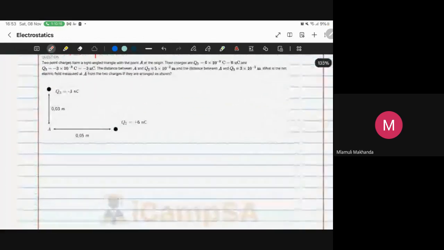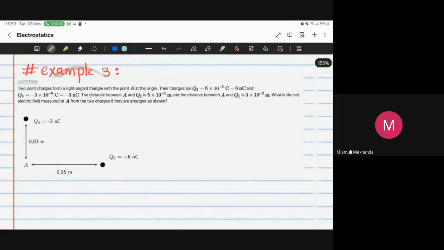Right, so now imagine we have this scenario right here. We are told that we have 2 point charges and they form a right angle triangle with the point A at the origin, right? Now point A is at the origin, and then their charges are Q2 is equal to that, and Q3 is equal to 3 nanocoulombs minus 3. The distance between A and Q2 is 5 times 10. Okay, we're given that. It's in the diagram. Now we are asked, what is the net electric field measured at point A from the 2 charges if they are arranged as shown?